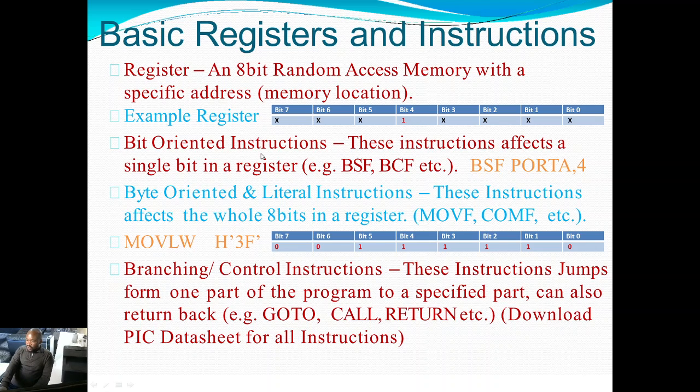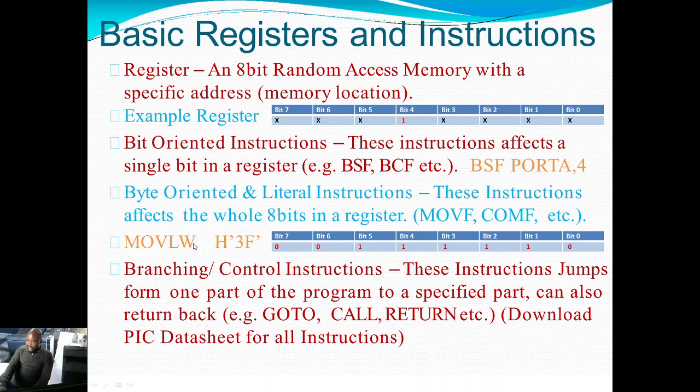If it was set, it's going to remain set. But if it was 0, it's going to change to being set, being 1. Right. So these are called bit-oriented instructions. They affect only one bit of the 8-bit register. Then we have byte-oriented instructions and literal instructions. Now, these instructions affect the whole 8 bits of a register.